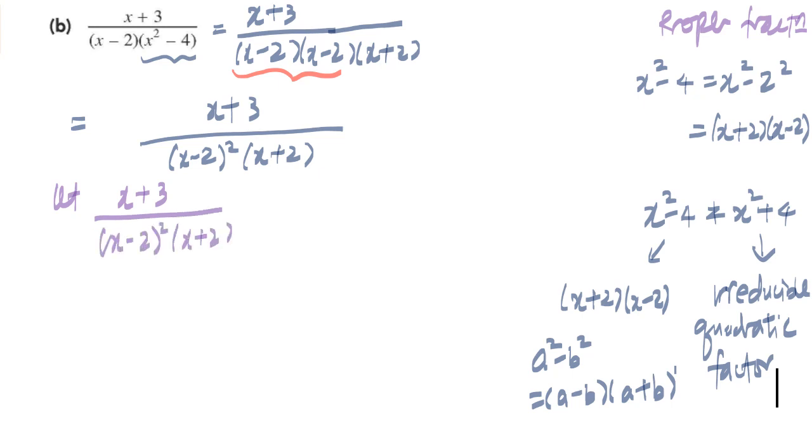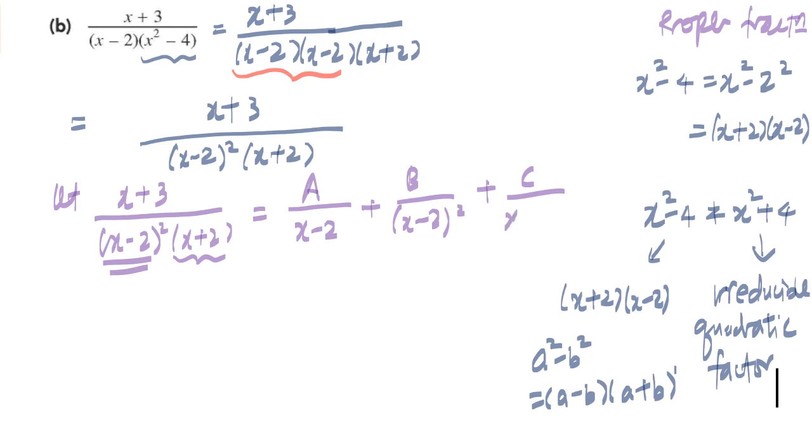Right. So for this repeated linear, it will be A over x minus 2 plus B over x minus 2 squared. Okay? And for this linear factor x plus 2, it will just be a constant C over x plus 2. Alright? Then the next step is that we have to combine them into one huge fraction. Right, then the common denominator will be x minus 2 squared followed by x plus 2.